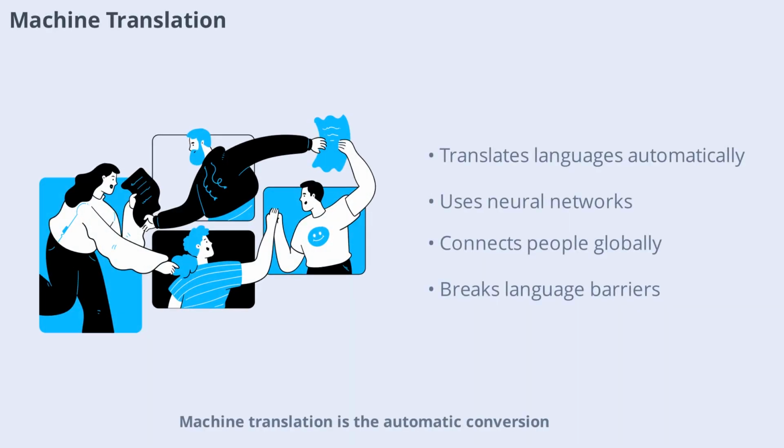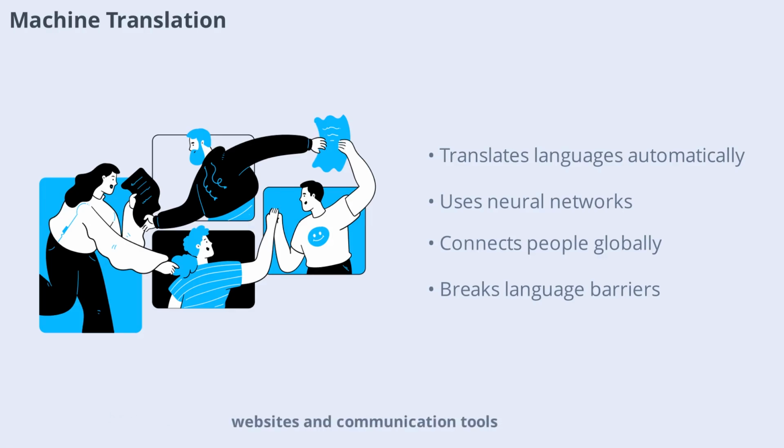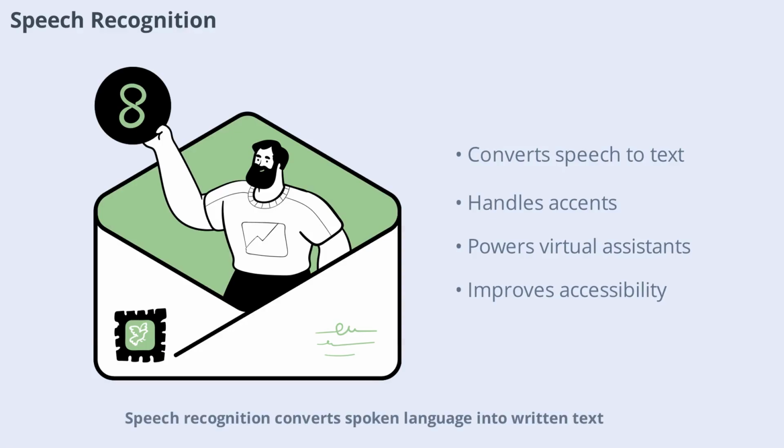Machine translation is the automatic conversion of text from one language to another. Modern systems use advanced NLP techniques, including neural networks and attention mechanisms, to produce fluent and accurate translations. Machine translation is used in apps, websites, and communication tools, breaking down language barriers and connecting people worldwide. This technique combines language modeling, parsing, and word embeddings for best results. Speech recognition converts spoken language into written text.